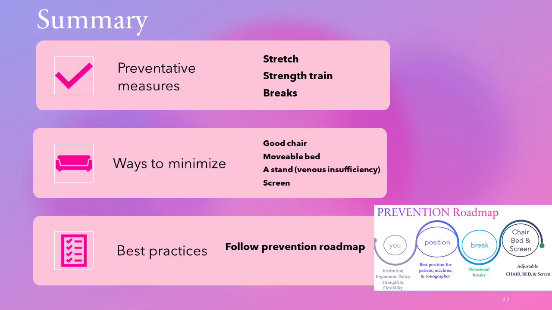So preventative measures: stretch, strength train, take breaks. Ways to minimize: get a good chair. At the very least, a good chair that swivels and goes up and down is not that expensive. We would argue that's one of the least expensive things. A movable bed is a little bit more. That's another step in the right direction, but nonetheless, we recommend that highly.